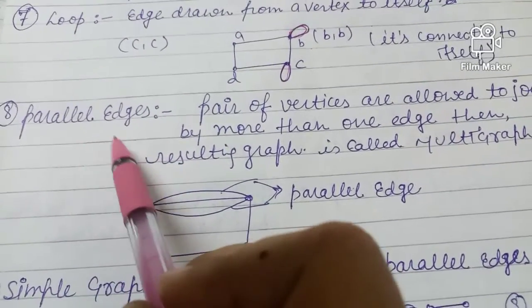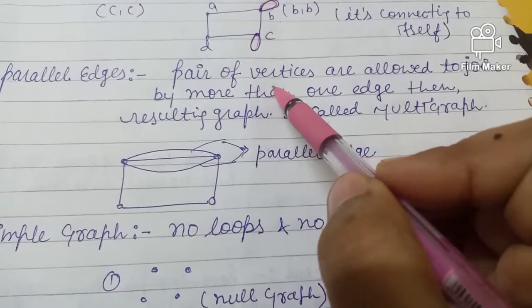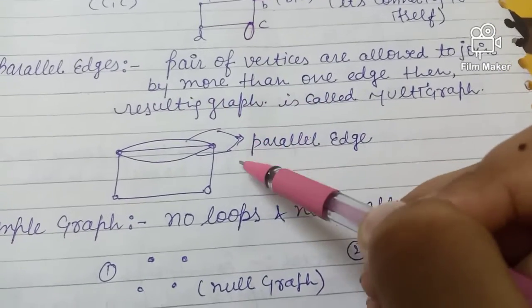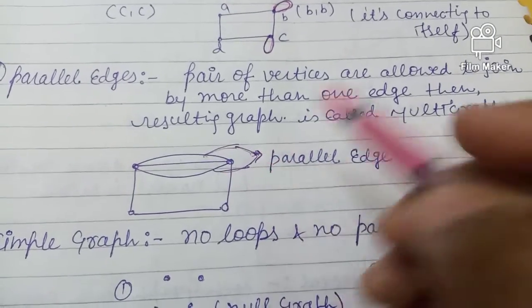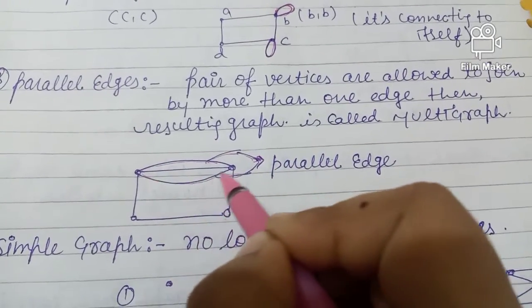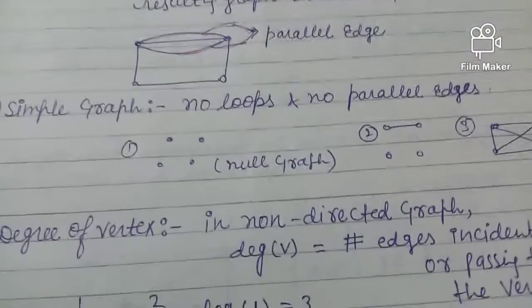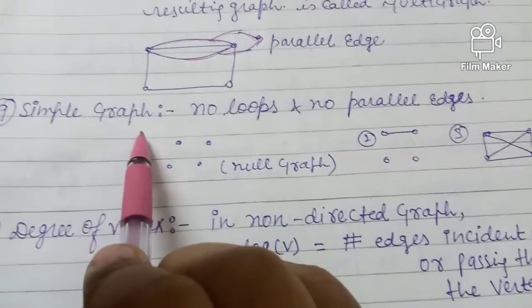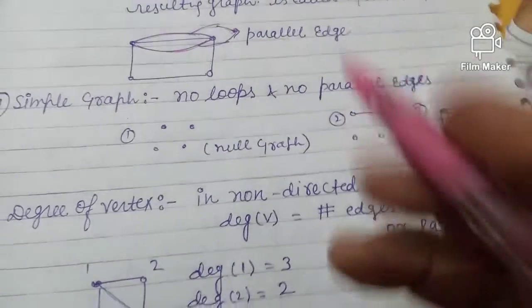Then the next important point is the parallel edge. What is a parallel edge? Now we are going to see parallel edges. When a pair of vertices is allowed to be joined by more than one edge, the resulting graph is called a multigraph, and these edges are called parallel edges. You can see here these are the parallel edges. It is quite simple. Now the next graph is the simple graph. A simple graph contains no loops and no parallel edges. Guys, please write this down.